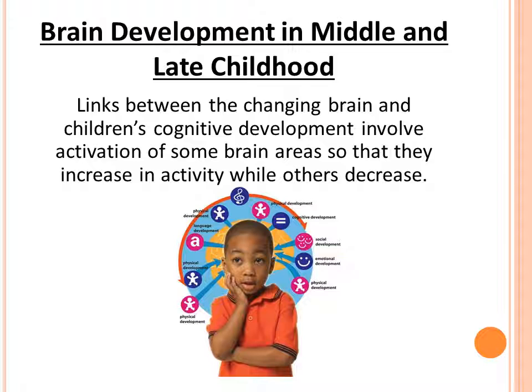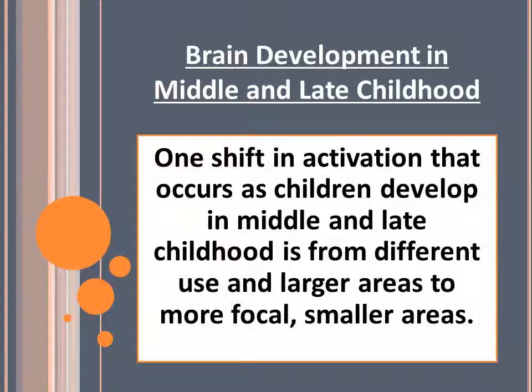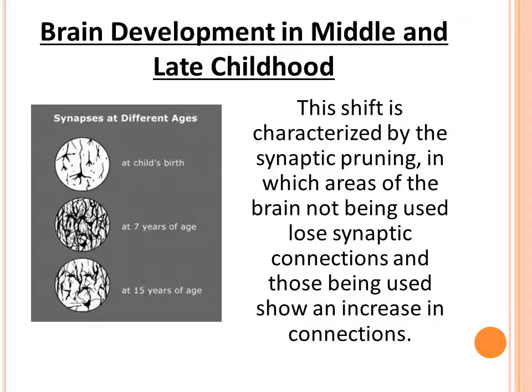When it comes to brain development in middle and late childhood, links between the changing brain and children's cognitive development involve activation of some brain areas so that they increase in activity while others decrease. One shift in activation that occurs as children develop in middle and late childhood is from diffuse use of larger areas to more focal, smaller areas. This shift is characterized by synaptic pruning, in which areas of the brain not being used lose synaptic connections and those being used show an increase in connections.